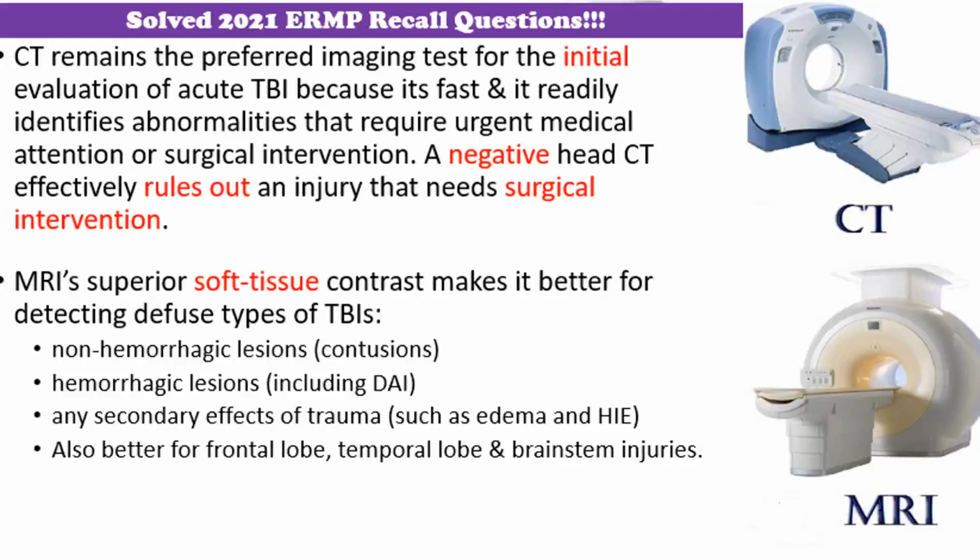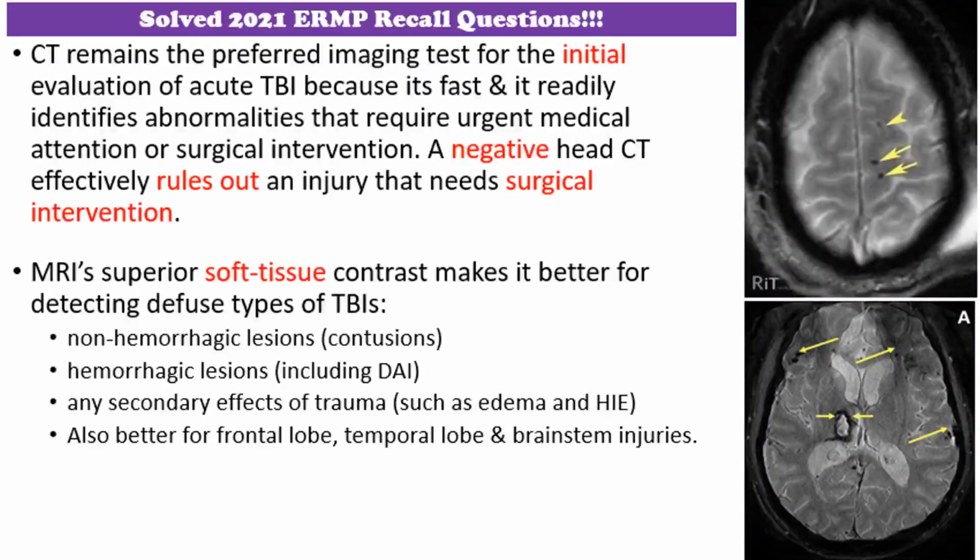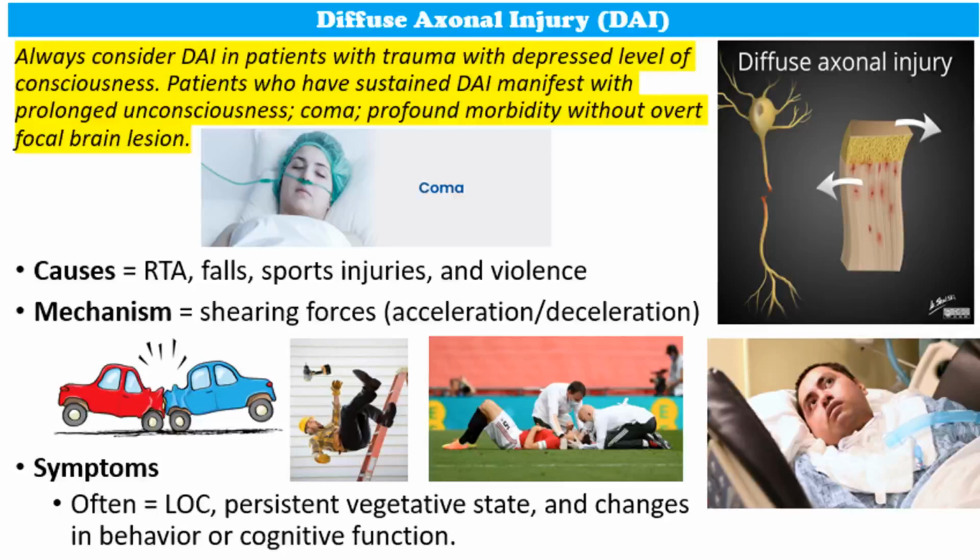On the other hand, MRI's superior soft tissue contrast makes it better for detecting diffuse types of brain injuries, such as contusions, which are non-hemorrhagic lesions, and diffuse axonal injuries, which are hemorrhagic lesions. MRI is also better for detecting any secondary effects of trauma, such as edema and hypoxic ischemic encephalopathy, and for detecting frontal lobe, temporal lobe, and brainstem injuries. Always consider diffuse axonal injury in patients with trauma with depressed level of consciousness.